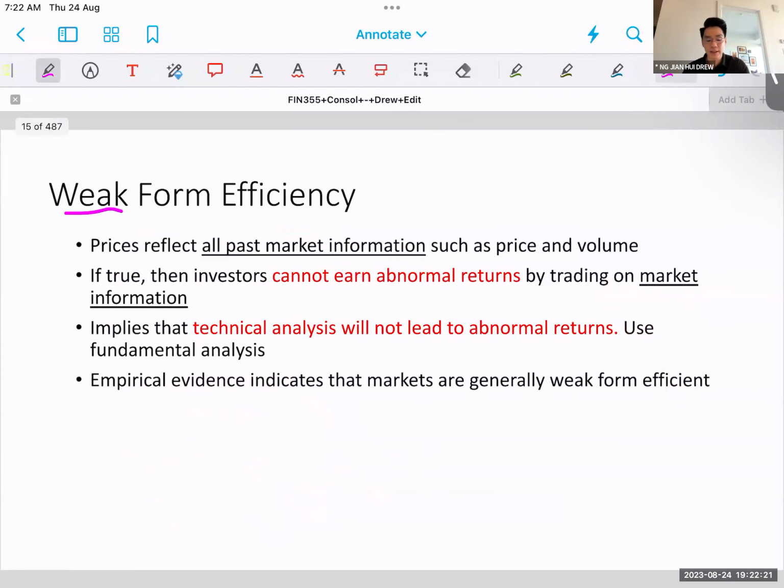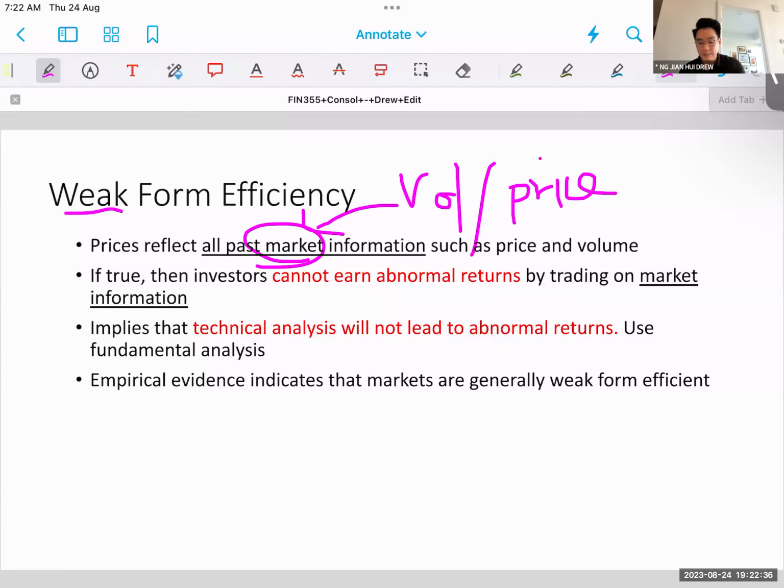A weak form means that the price reflects all market information. So what is market information? Market information includes volume information, so volume traded, and the stock price. Later we'll have a look at some charts, and they reflect the movement of the stock. So it reflects all kinds of market information.